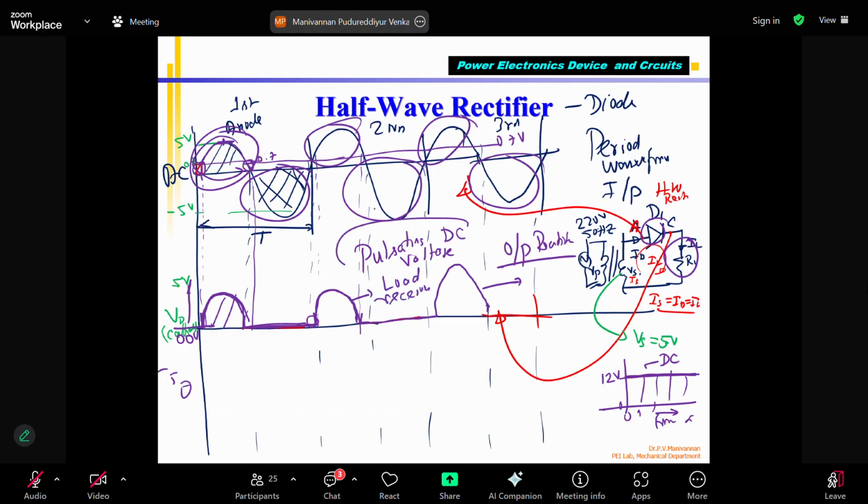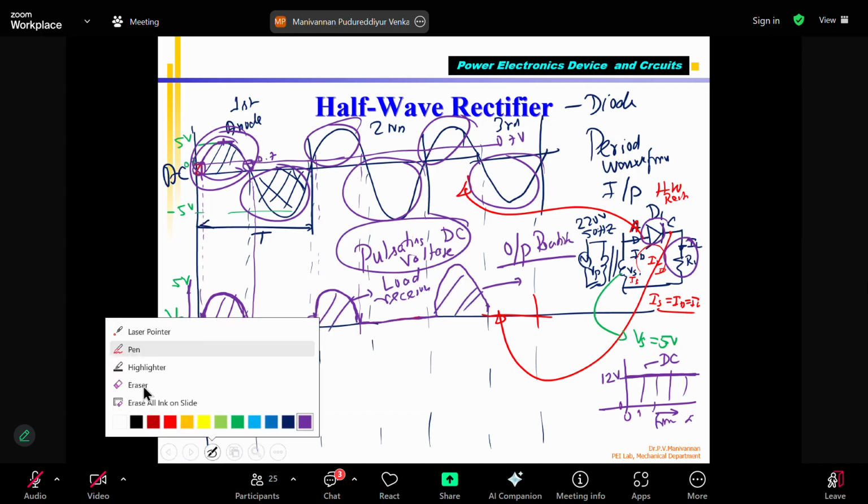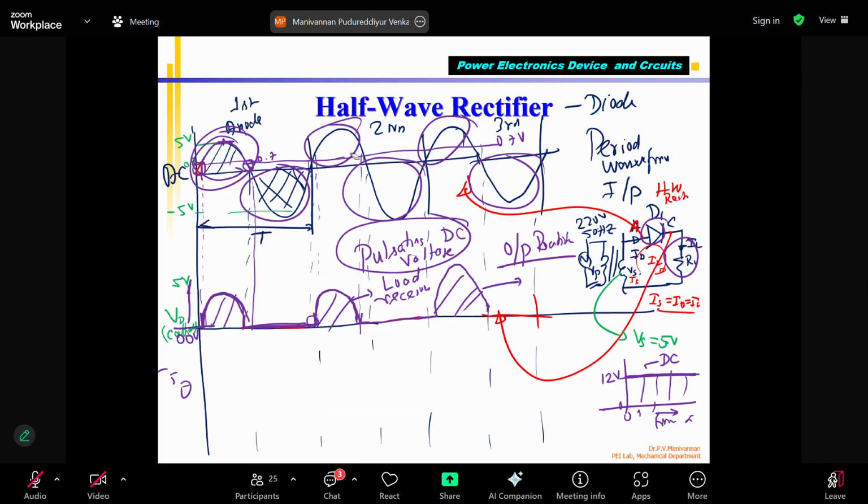pulsating DC voltage. Okay. If I use only a single diode, the output will follow the input and pass during the positive cycle alone, and during the negative cycle the output is 0 volts. So that's why it is called a half wave rectifier. Only the positive half will appear on the load. The remaining negative half will be blocked by the diode. So this is called a half wave rectifier.